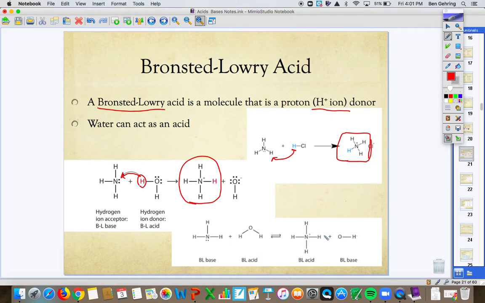So this is showing you the same situation, the same exact thing going on. When this happens, ammonium now becomes an acid because it can donate that proton back to the hydroxide to form water again. So in this case, water is the acid when we have this situation. In this situation, ammonium would be your acid. And they can flip.